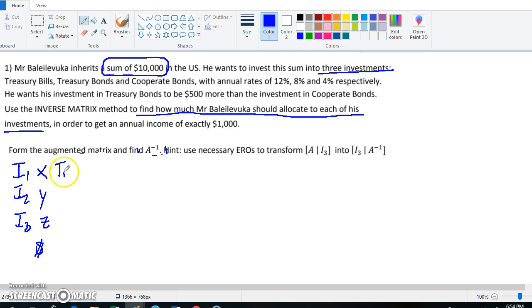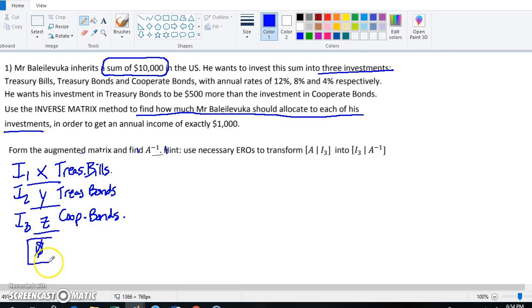Now he's got treasury bills. He's got treasury bonds. And he's got corporate bonds. Okay, so in each of these, I've defined variables X, Y, and Z, and that's going to be the amount of money that goes to each of these investments. All right, next, we've got annual interest rates. So the T-bills get a 12% annual rate. Bonds get 8%, and the corporate bonds get 4%.